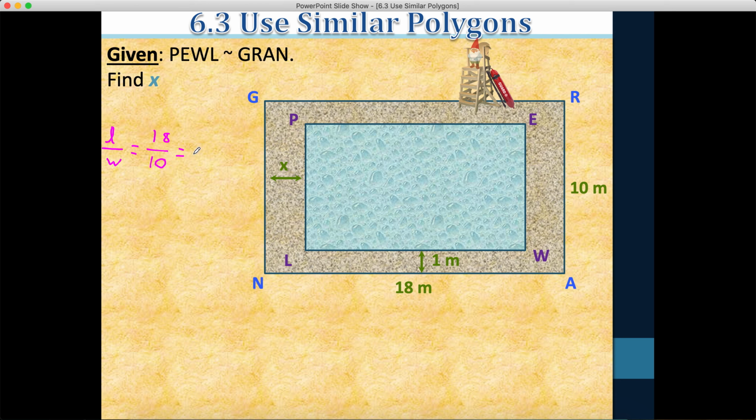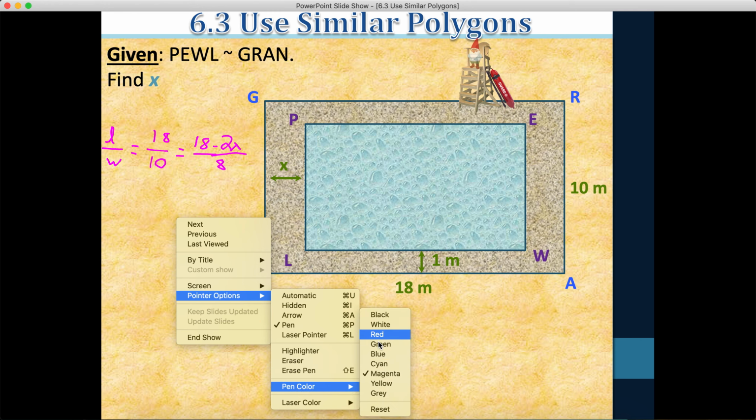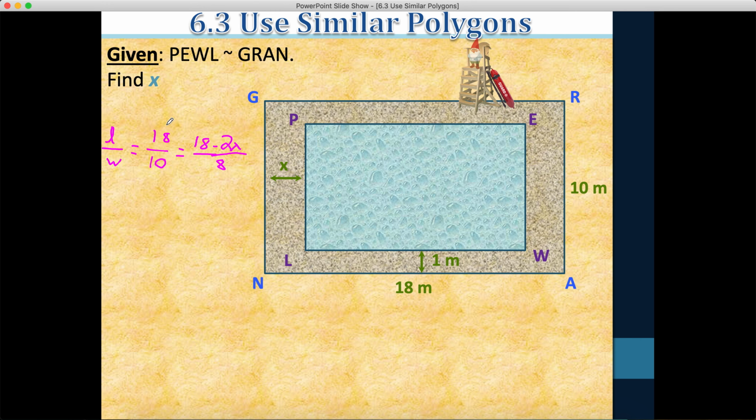And if I want to look at the length to width ratio of the pool, the length of the pool would be the 18 minus this walkway minus this walkway. In other words, the 18 that is the granite minus the x walkway minus a second x walkway. So 18 meters minus x minus x gives me 18 minus 2x. Similarly, the width of this thing, like PL or EW, is going to be the 10 from the granite minus the 1 for the walkway minus the other 1 for the walkway. So 10 minus 2 is 8. So I end up getting this proportion just by setting up ratios of corresponding pieces and noting that the ratios between the corresponding sides are going to be the same.